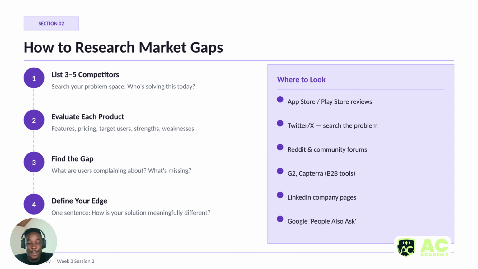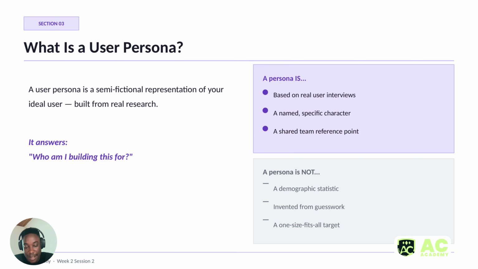All right. Let us move on to section 3, where we look at what a user persona is. Let's talk about user personas. A user persona is a semi-fictional character who represents your ideal user. This is built from real research, not guesswork. The whole point is to answer a single question: who am I building this for?